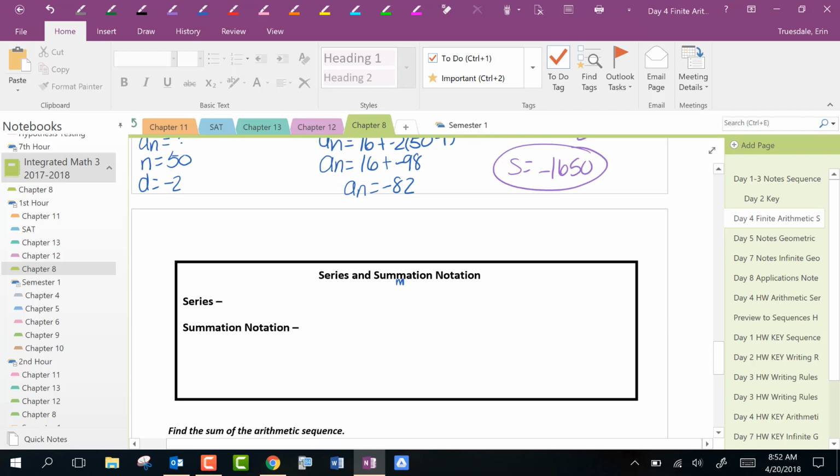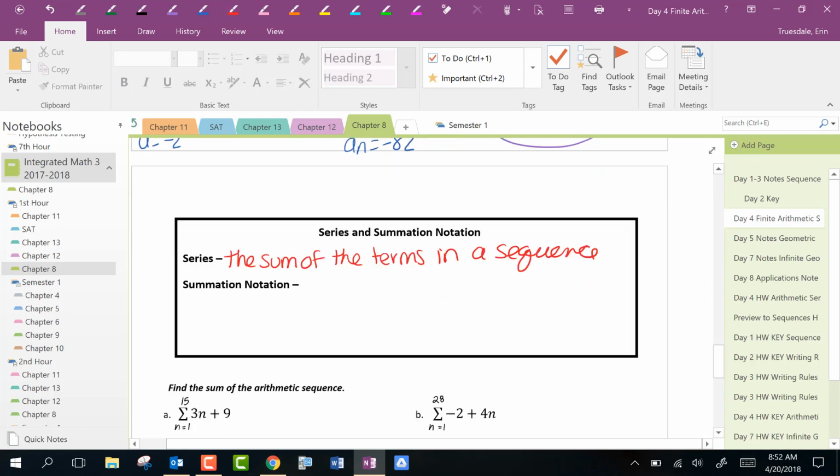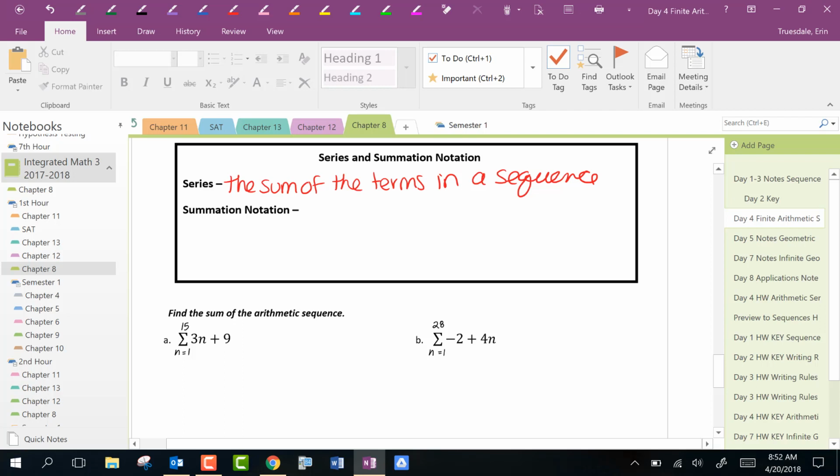Okay, series and summation notation. So, a series is the sum of the terms in a sequence. And so that's what you've been doing this whole time. You've been finding the series. Anytime it says find the series or evaluate the series, that means find the sum.